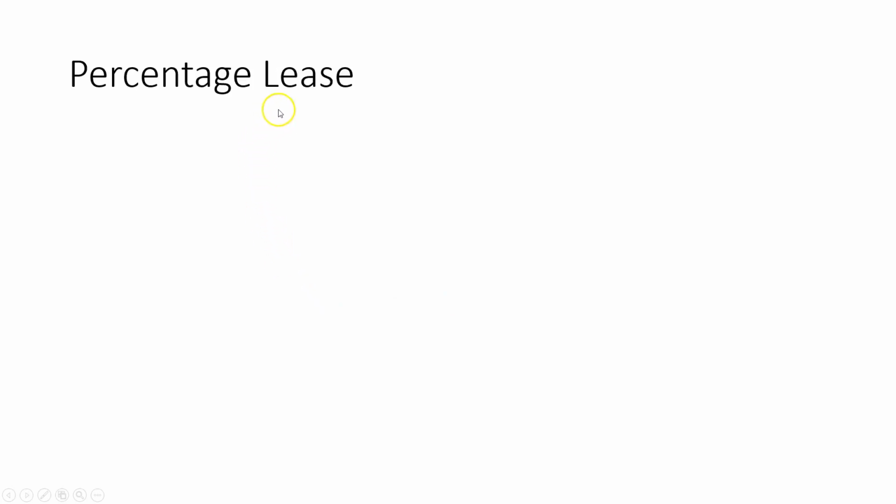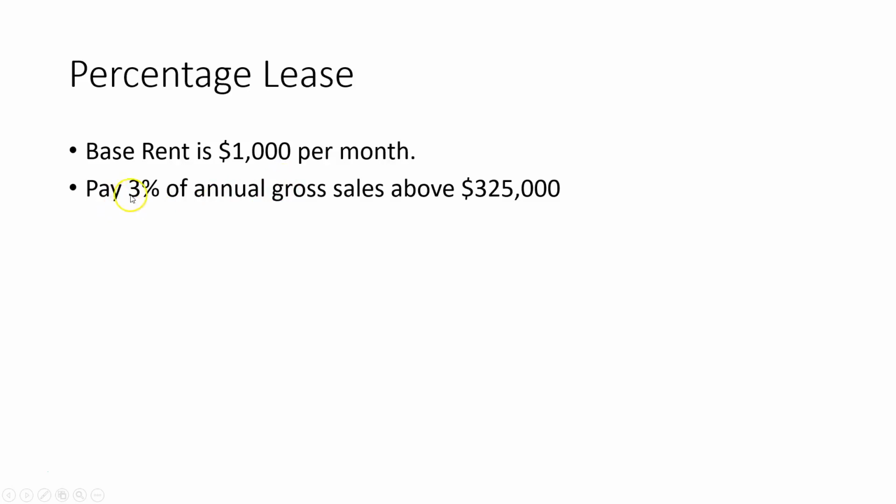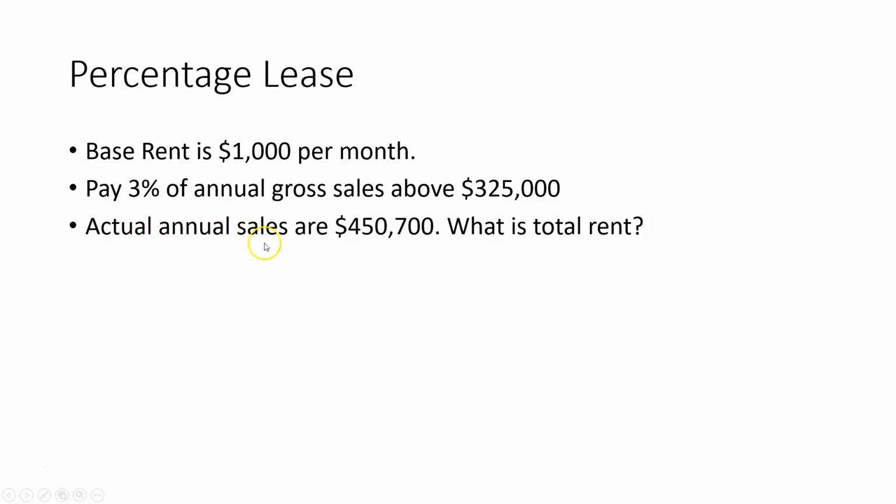A percentage lease. A percentage lease is when you will pay a fixed base rent per month, in this case $1,000, and anything over a certain sales volume you will pay a certain percentage on. You're going to pay 3% of annual gross sales above 325,000. They have to give you what the actual sales volume was. In this particular case it was 450,000. What is the total rent?